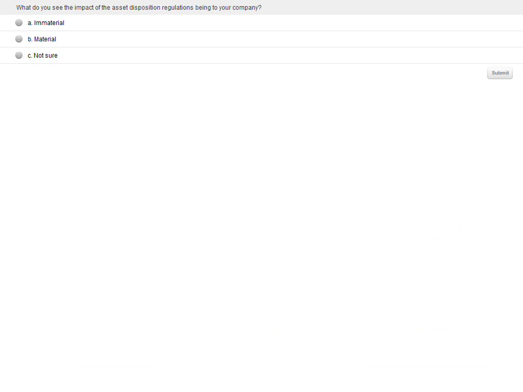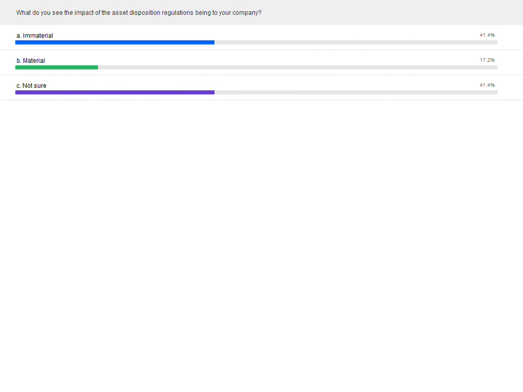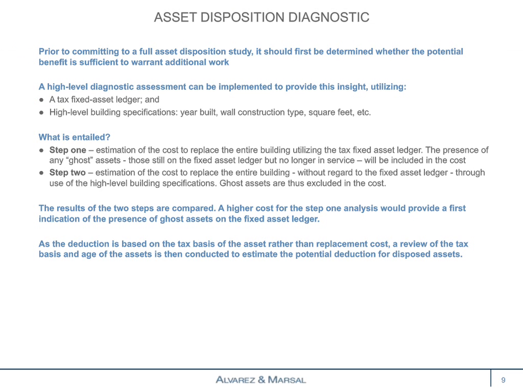And as we wait for the results to be tabulated, we will next segue into how to measure the benefit. Okay, so the results should be coming out shortly. It's actually about an equal tie, being that the impact is immaterial. 41% said immaterial, 41% said not sure, and 17% thought it would be material. So, very interesting. So with that, we'll move on to the next slide.